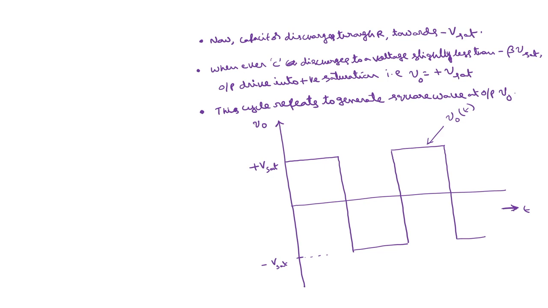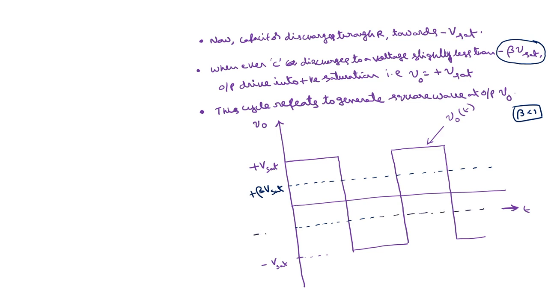Now what is the waveform for the voltage across the capacitor? We have seen that the voltage across the capacitor varies from minus beta V sat, and in the previous case plus beta V sat. Beta is less than 1, we'll choose beta less than 1. So beta V sat will be somewhere here. This is plus beta V sat and this is minus beta V sat. So the voltage across the capacitor varies between these two values.